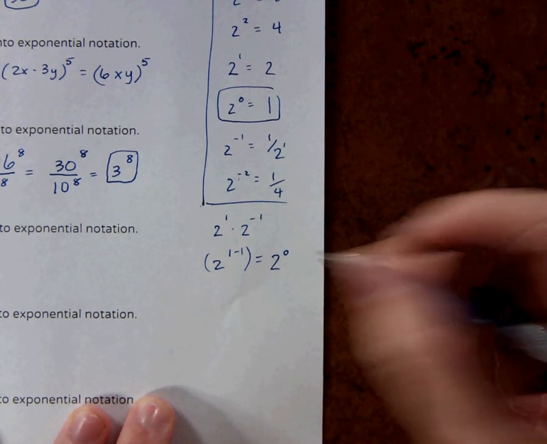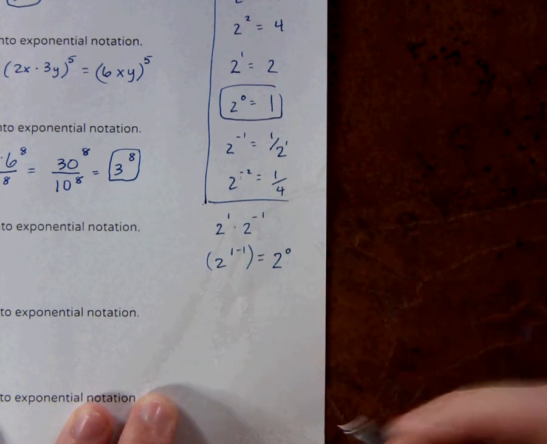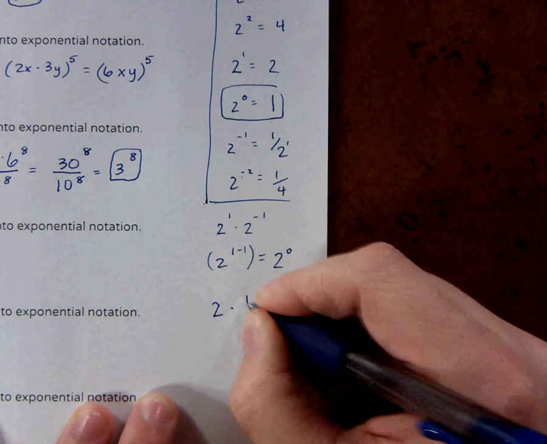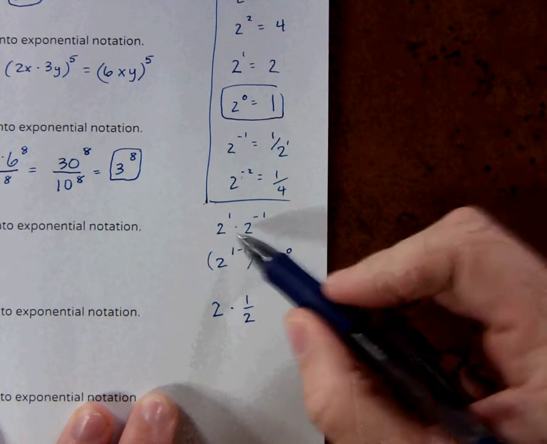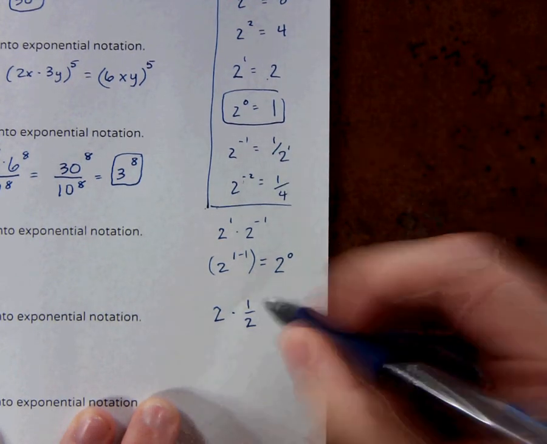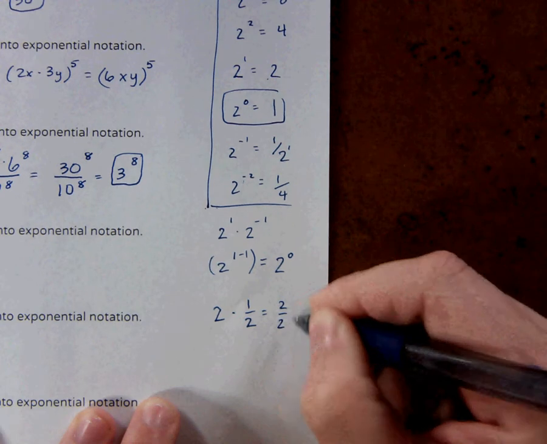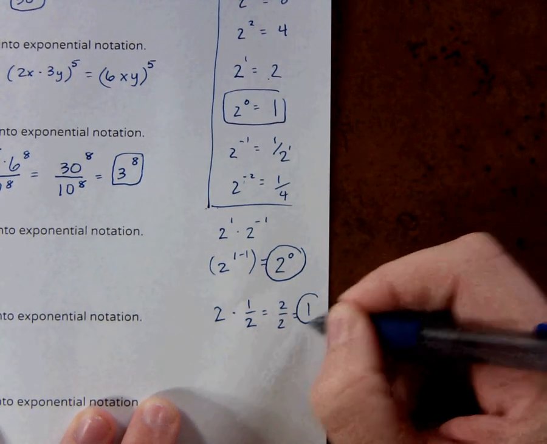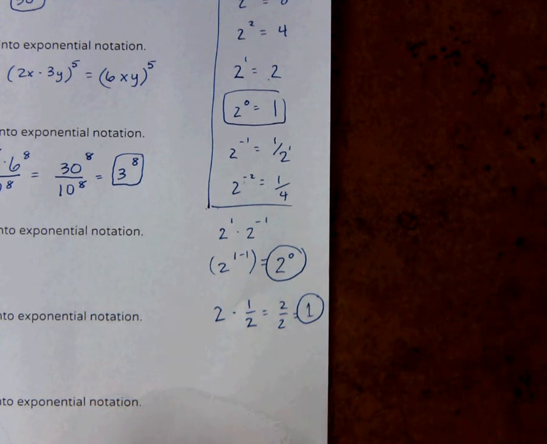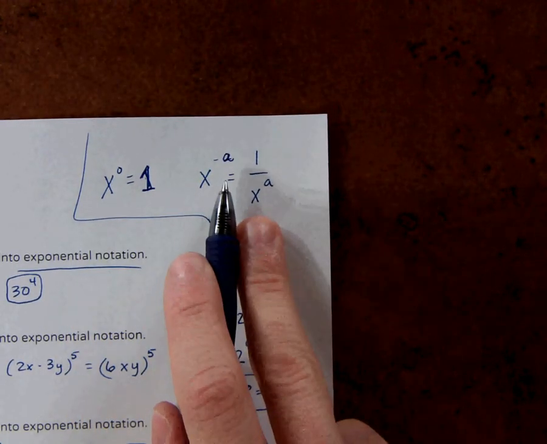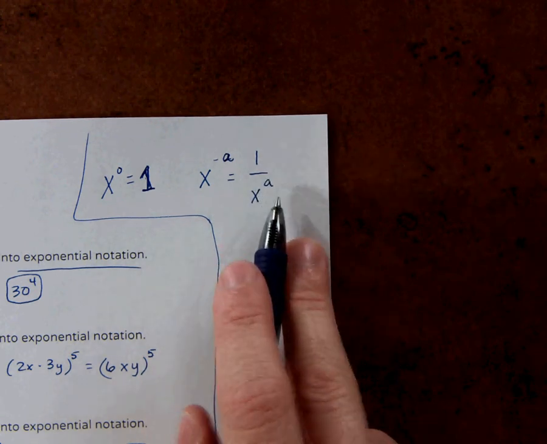Now, 2 to the first power times 2 to the negative 1 power is also just 2 times 1/2, right? 2 to the first power we said was 2. 2 to the negative 1 was 1/2. So 2 times 1/2 is 2 over 2, which is 1. So again, 2 to the 0 power is equal to 1. So just let that sink in. X to the 0 power is equal to 1. X to the negative power is equal to 1 over x to that power.